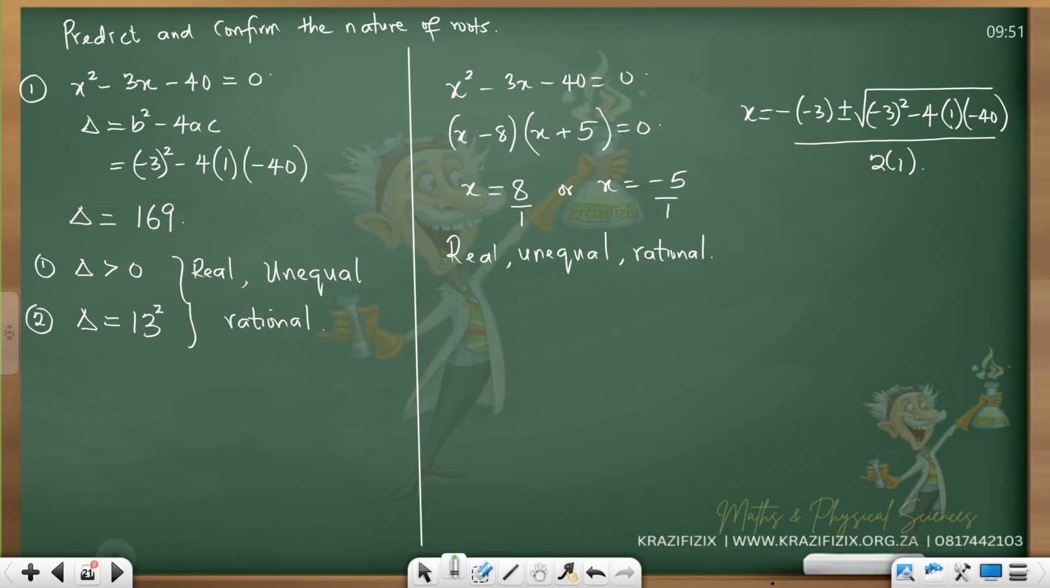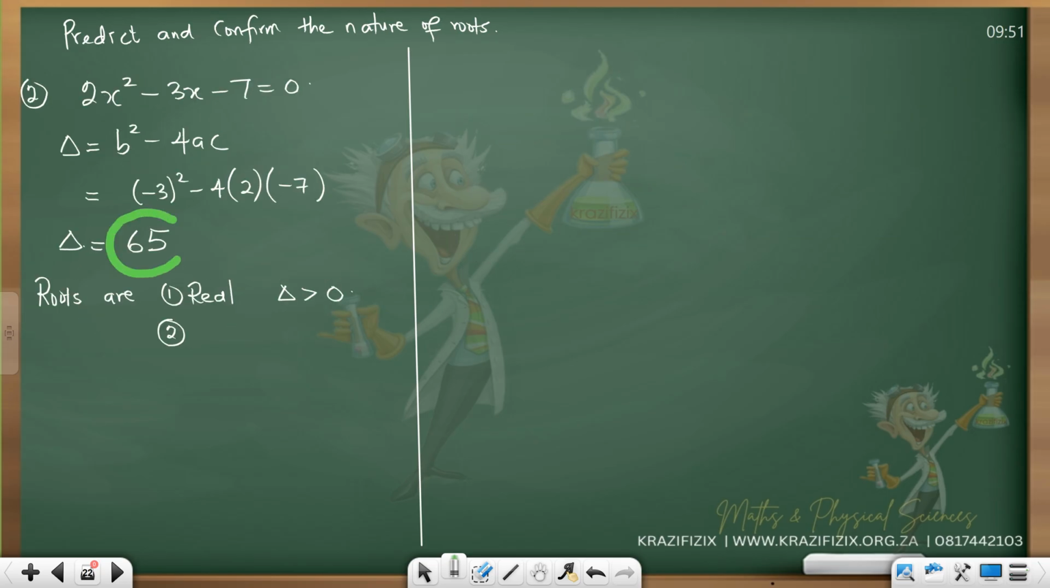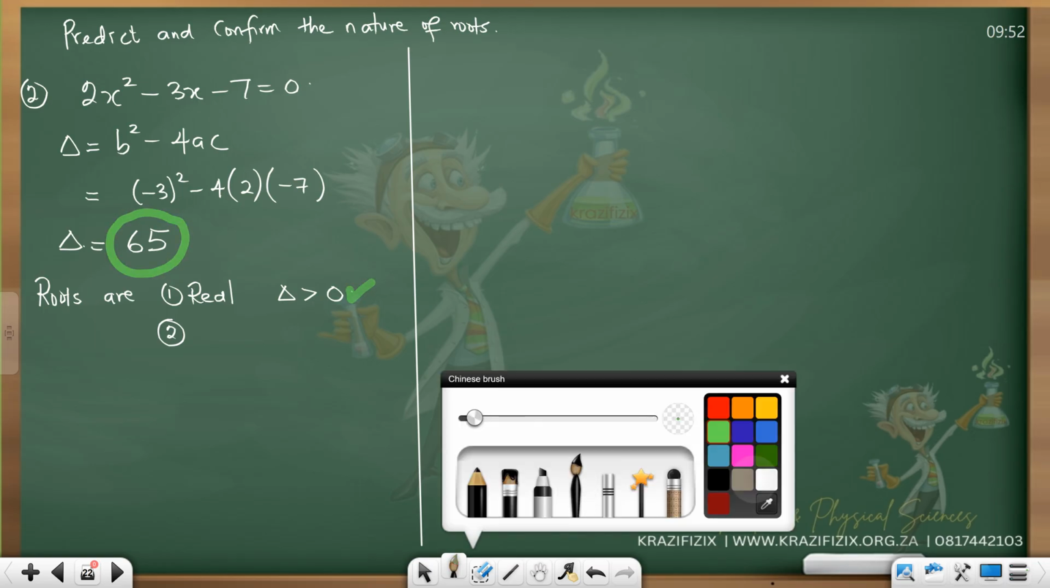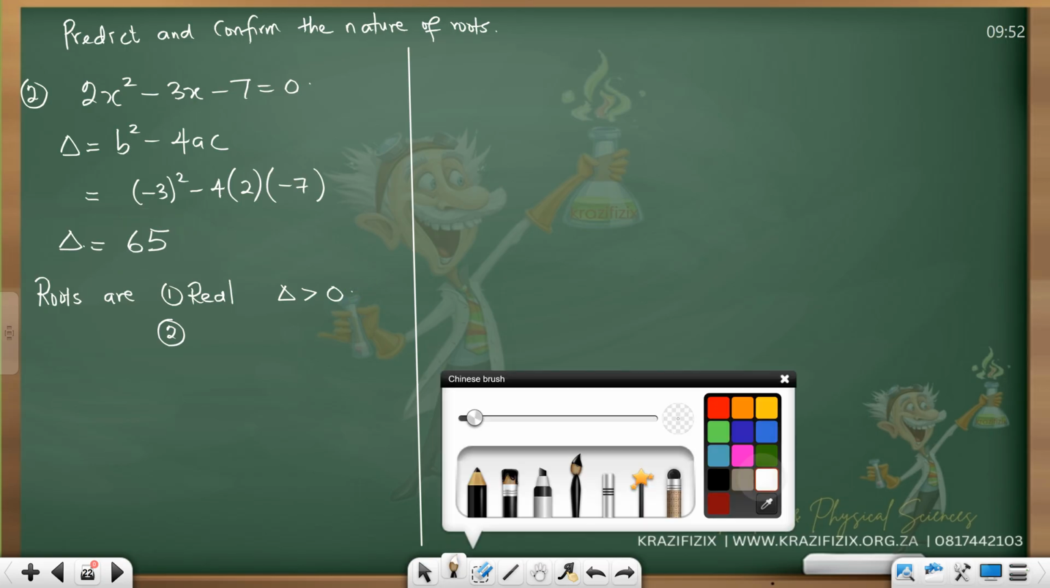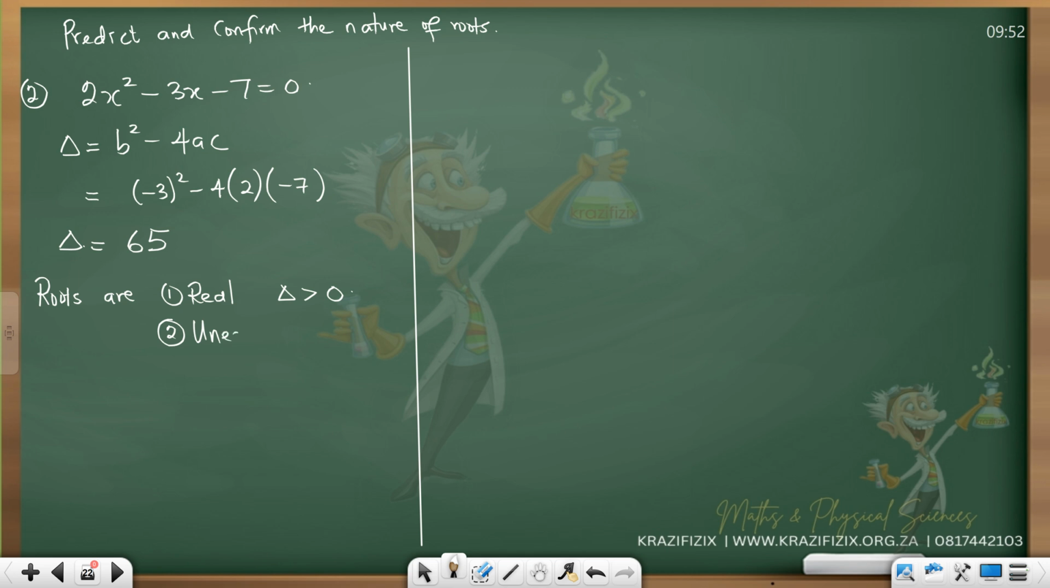So we are basically studying this 65. What can we say about 65? It is greater than 0, so the roots are real. It is not equal to 0, so my answers should be what? Unequal. And number 3, they should be irrational. Why? 65 is not a perfect square. Let's prove it.